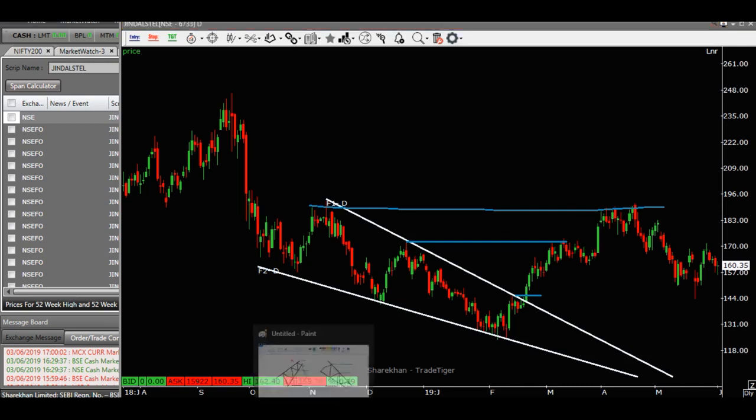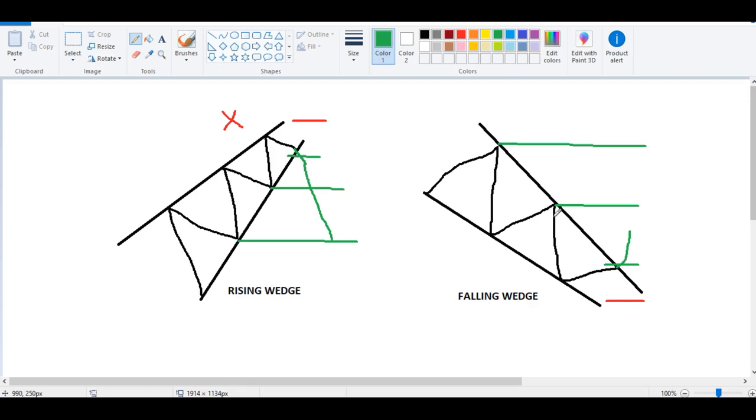We looked at two patterns, the rising wedge and the falling wedge. These are fantastic trend reversal patterns. And so that's it. That's all about the wedges. It's a very simple pattern to trade, and when they do occur, they give fantastic moves.